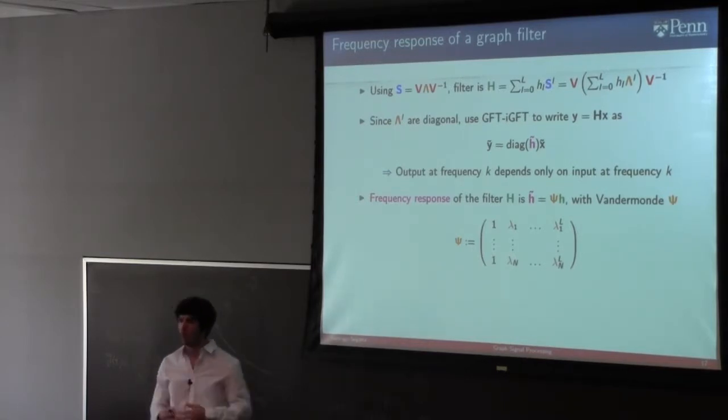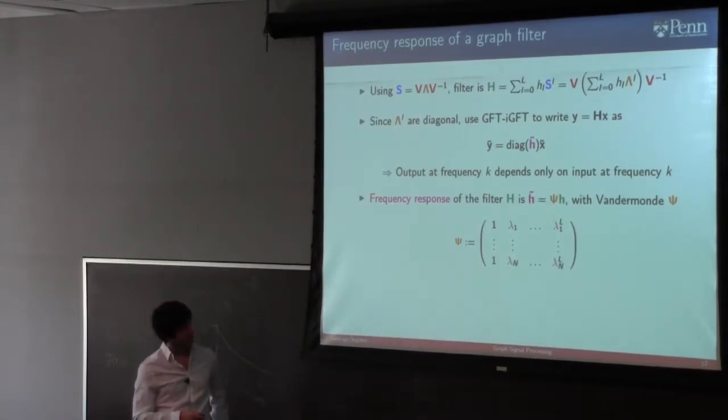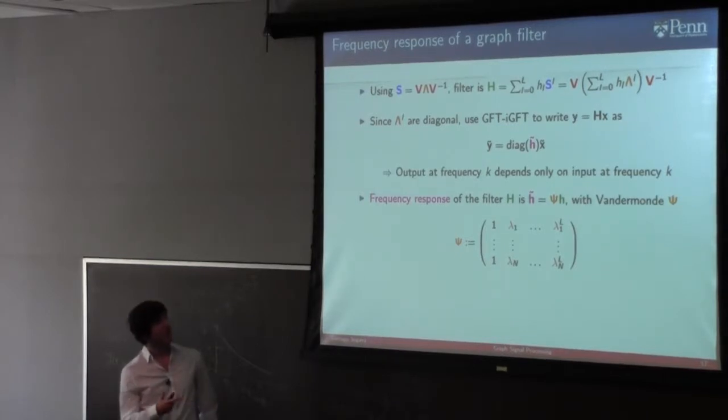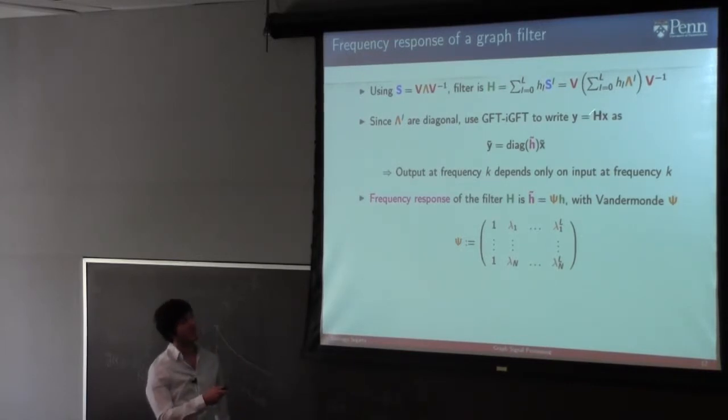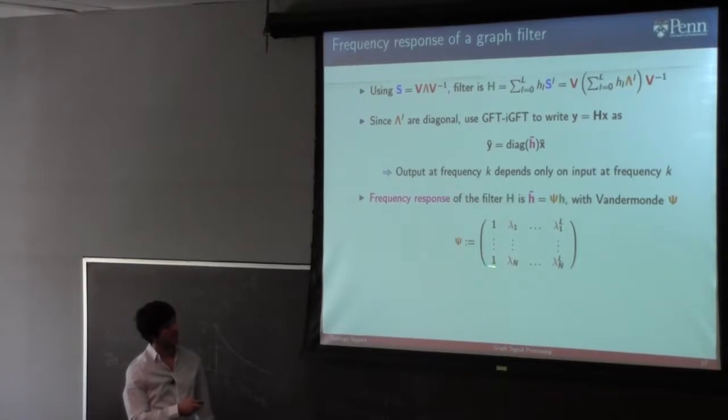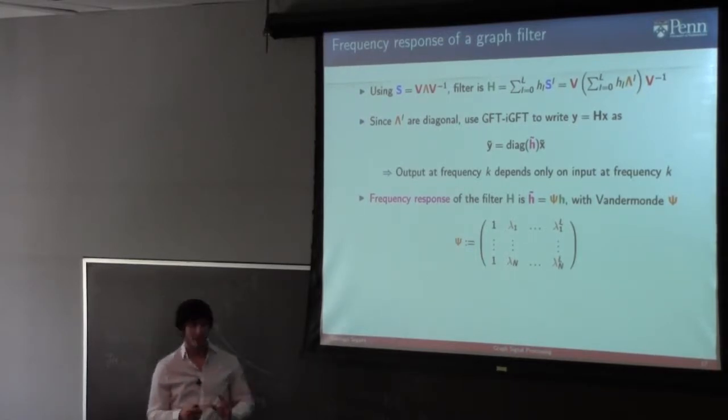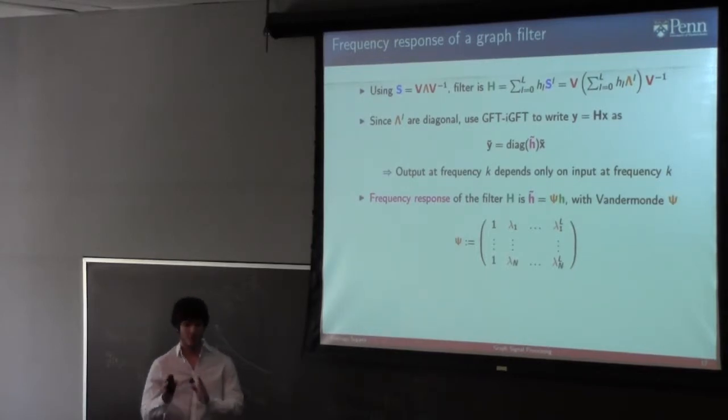There's no cross-information across frequencies, which is nice. And if you look at this expression long enough, you can realize that h tilde can actually be written as a matrix times h, where h is a vector containing the filter coefficients h sub l. And that matrix has this form over here. These lambdas are the eigenvalues of S. And it is Vandermonde. And being Vandermonde is actually very, very important. You'll see why in a second.